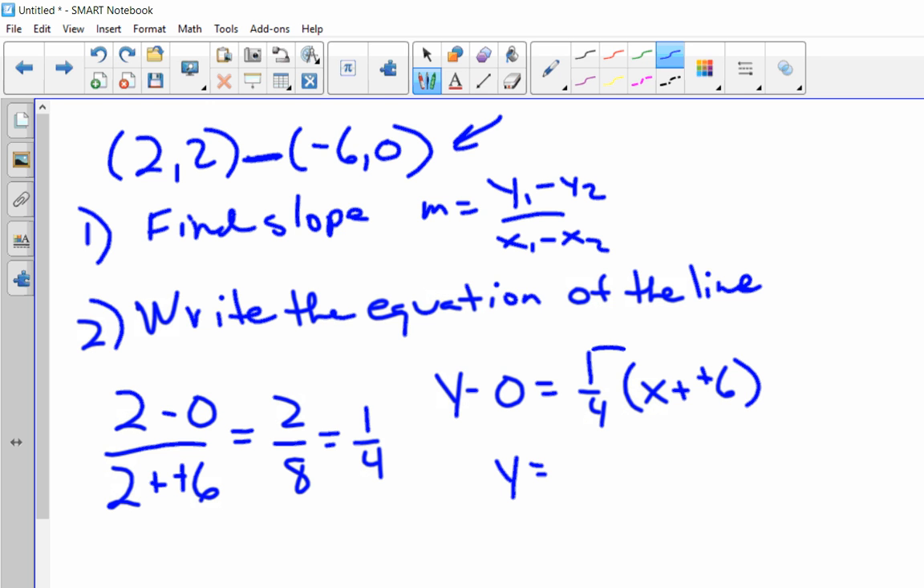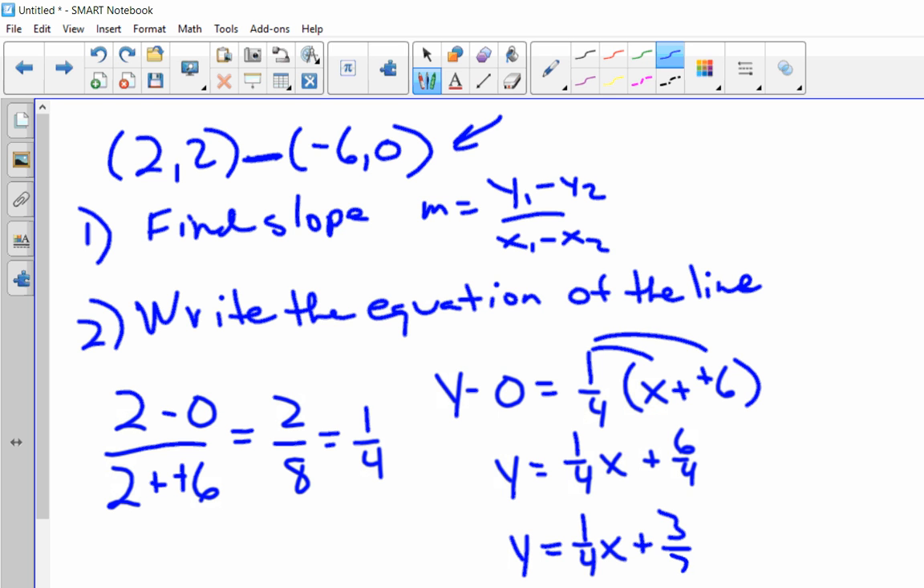Okay, distribute. 1/4 of x, or 1/4 times x, is 1/4 x, and 1/4 times 6 is really 6 over 4. If I ever get a fraction, I want to try to reduce it if I can. And this one I can. 2 goes into both the top and the bottom. I get 3 over 2. If I picked the other point, 2, 2, I should have got the same answer.